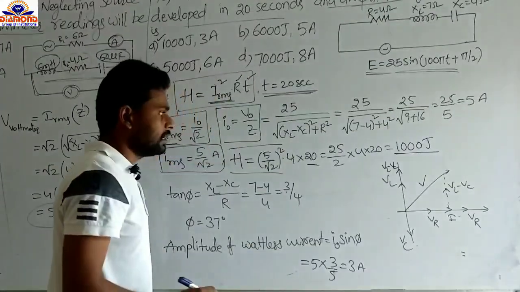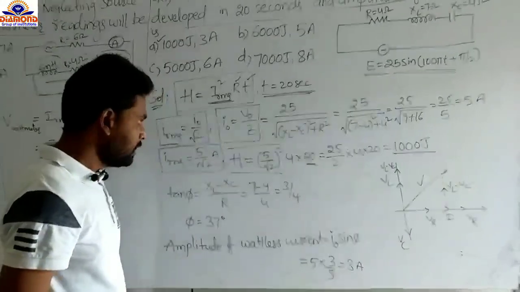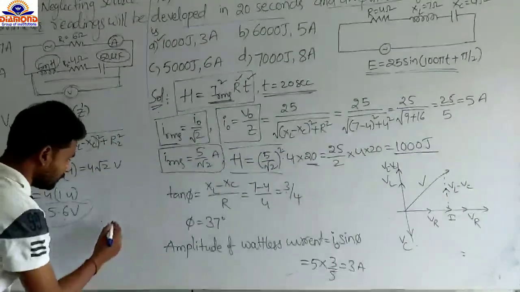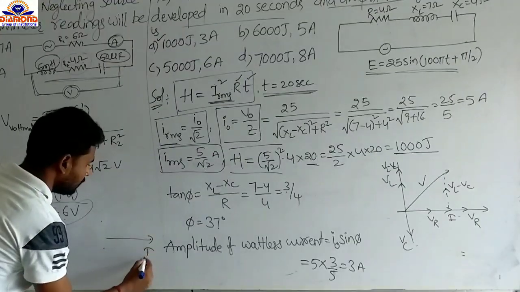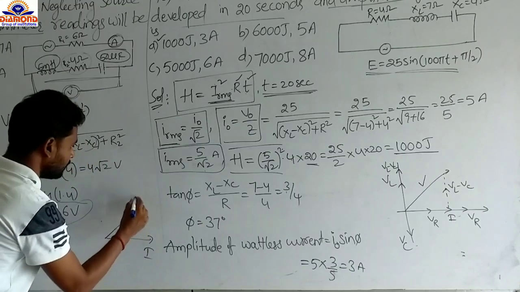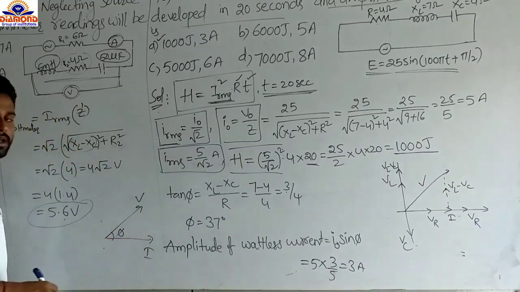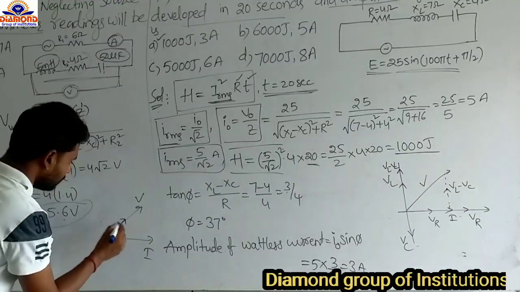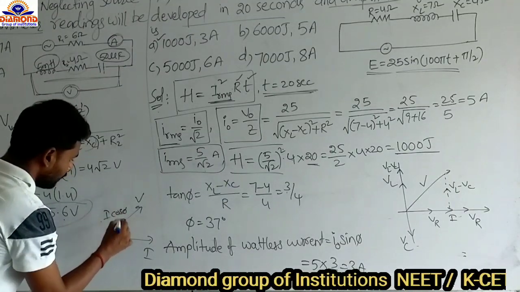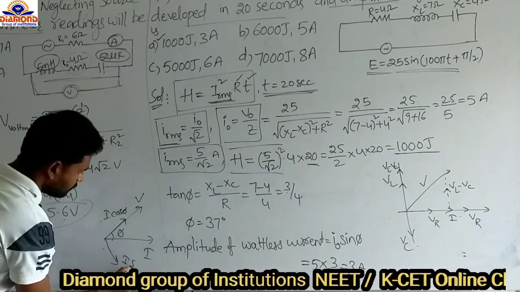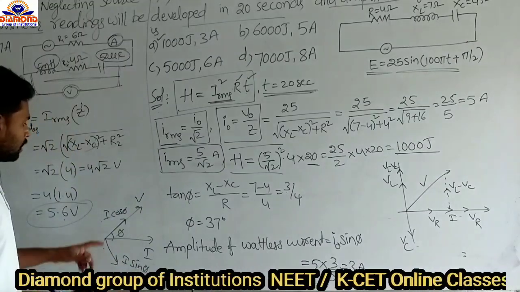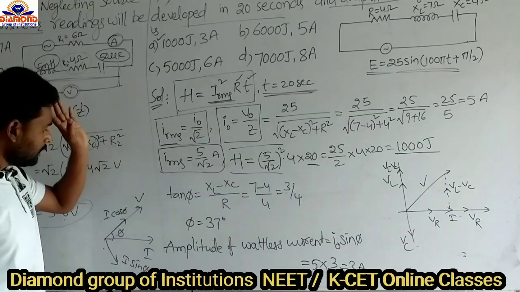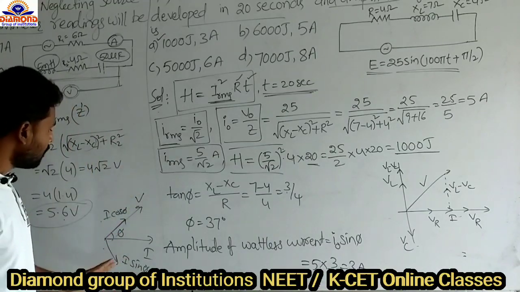Amplitude of the wattless current we have to find here. So I am drawing it here. Simply see now, current I am taking on the x-axis. Suppose the voltage is making some angle phi with this one. Now divide the I into two components. On this side we get I cos phi and on this side we get I sin phi. So I cos phi is the component along the voltage and I sin phi is the component perpendicular to the voltage.